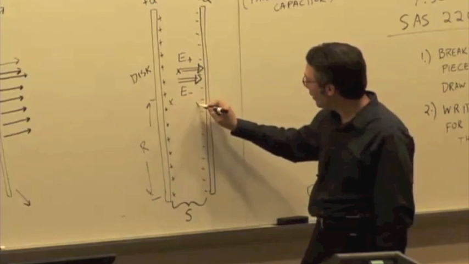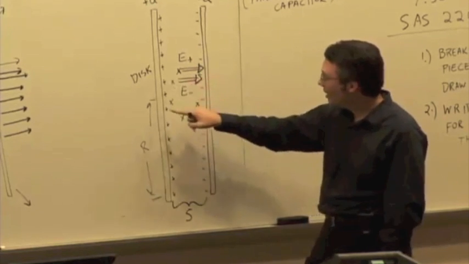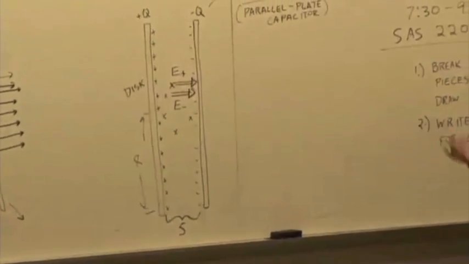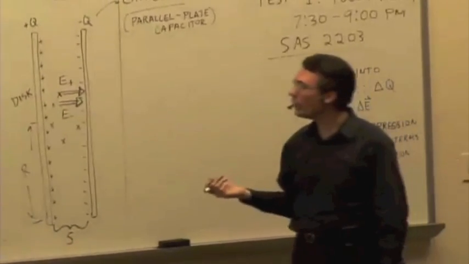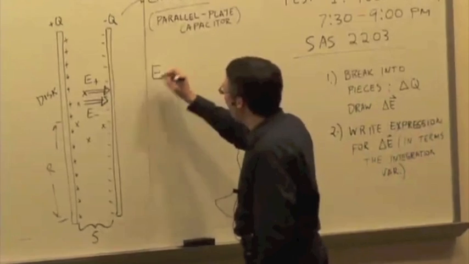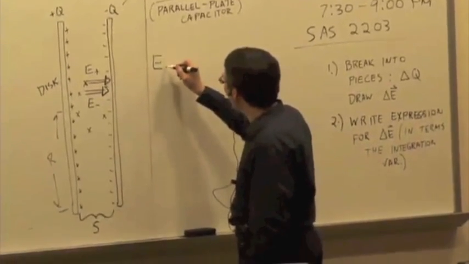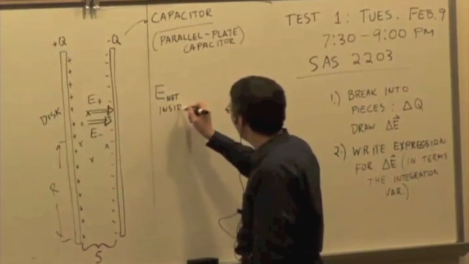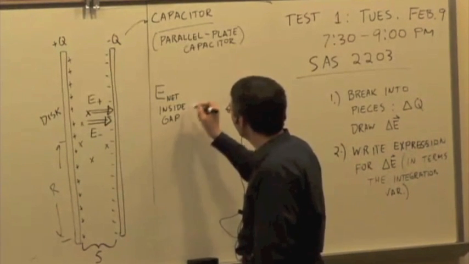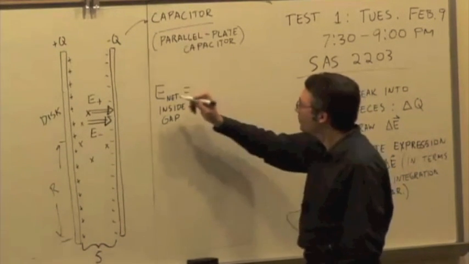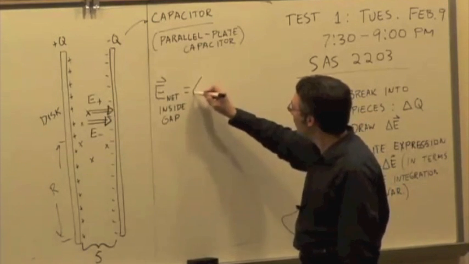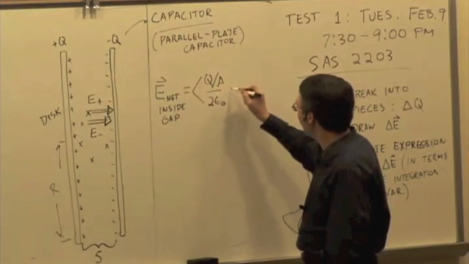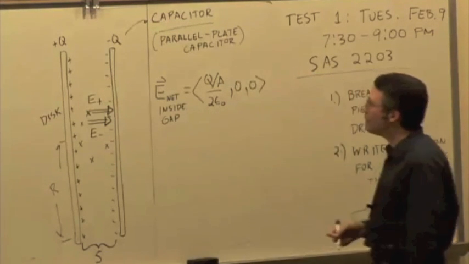But if we're here, or here, or here, the magnitude of the electric field of the positive plate should be uniform. The magnitude of the electric field of the negative plate should be uniform. And so when we add those two together, we know they're in the same direction, so we can say that the net electric field inside the gap would be equal to, in fact, let's write it as a vector. We're going to have Q over A over 2 epsilon naught, 0, 0 for the positively charged plate.